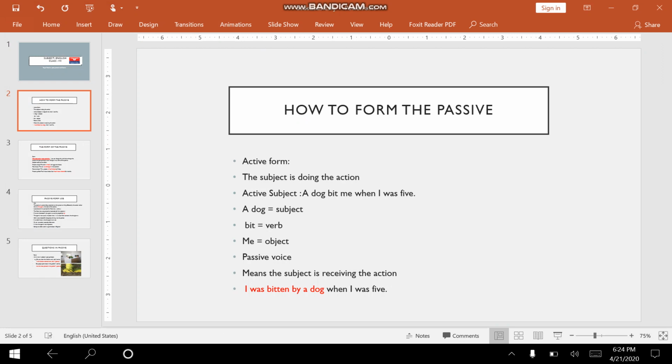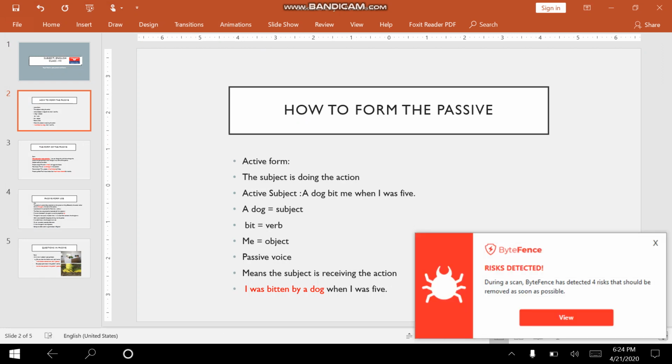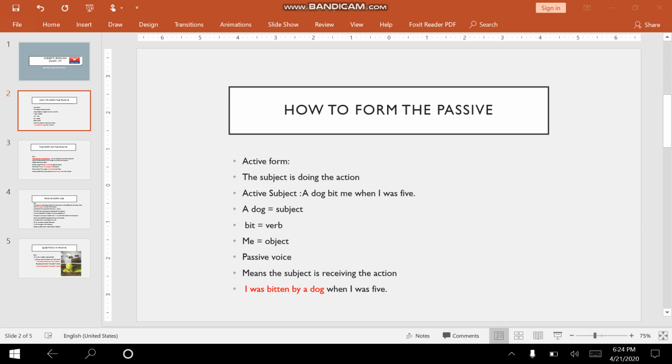First of all, let's have a look at an active sentence. Okay? In an active sentence, the subject does the action. So we have an active subject. A dog bit me when I was 5. A dog is the subject, bit is the verb, me is the object.